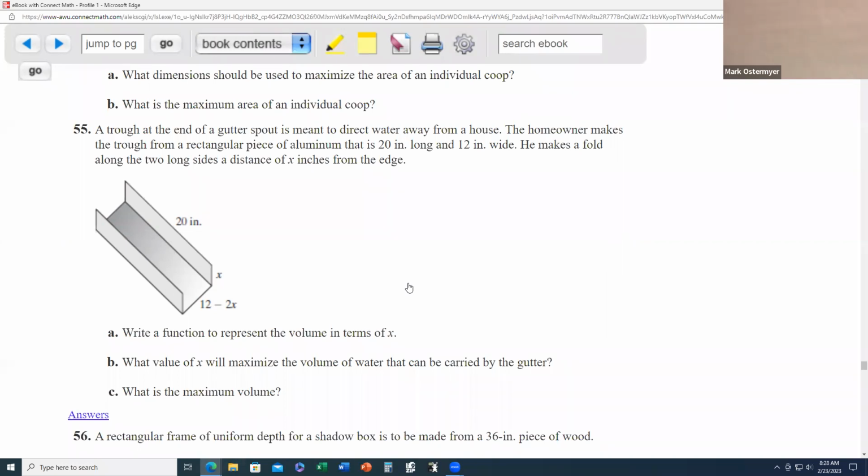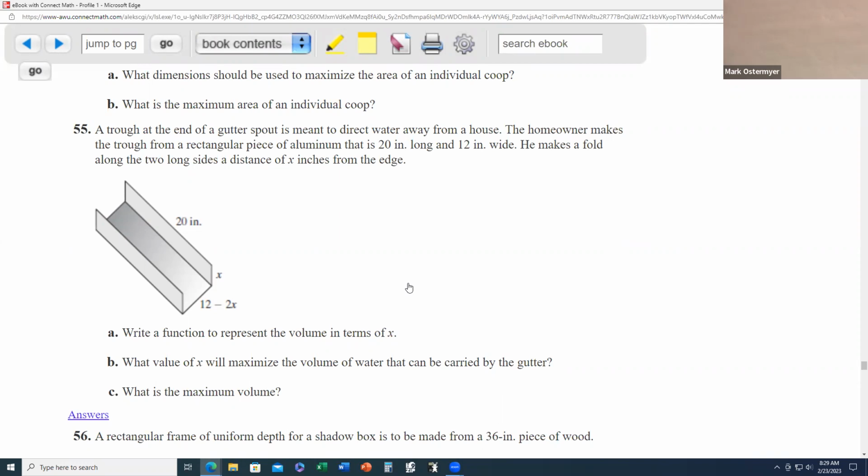It says a trough at the end of a gutter spout is meant to direct water away from the house. The homeowner makes the trough from a rectangular piece of aluminum that is 20 inches long and 12 inches wide. He makes a fold along the two long sides, a distance of x inches from the edge. A, write a function to represent the volume that this gutter can contain. B, what value of x will maximize the volume of water that can be carried by the gutter? And C, what is the maximum volume that can be handled by the gutter?